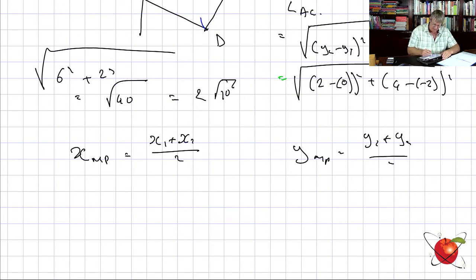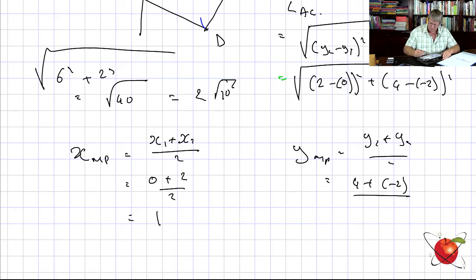So the midpoint x is 0 plus 2 over 2, which is 1. And y is 4 plus minus 2 over 2, which is 4 minus 2, 2 over 2, which is 1 again. So the coordinates of the midpoint are 1 and 1. The next, they say, what shape is it?